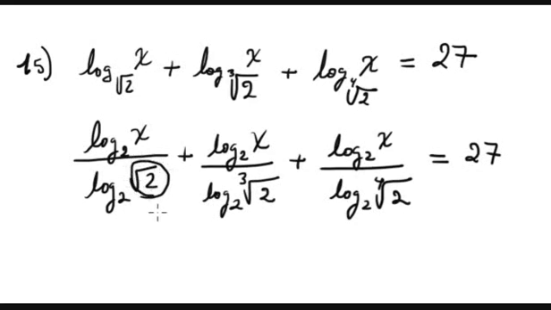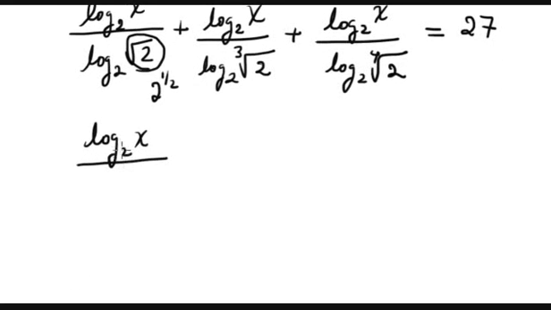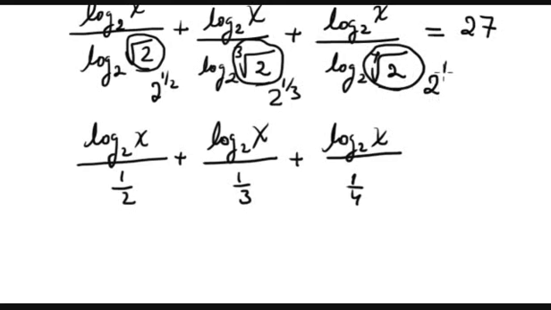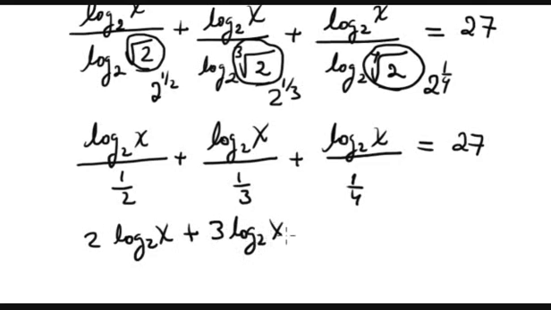This square root 2 is like 2 to the 1/2. Therefore the answer is logarithm base 2 of x divided by 1/2. Likewise, logarithm base 2 of x divided by 1/3, for the same reason, because this is 2 to the 1/3, plus logarithm base 2 of x over 1/4, because exactly the same. This is 2 raised to the 1/4, equal to 27. Okay, so now this is 2 logarithm base 2 of x plus 3 logarithm base 2 of x plus 4 logarithm base 2 of x equal to 27. Okay, at this moment we combine like terms.